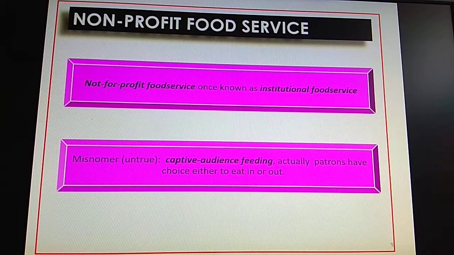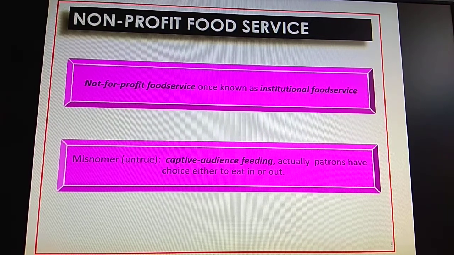And then there is also non-profit food service. Non-profit food service is also known as institutional food service. There is a misnomer, something which is not true, when people say that institutional food service is also known as captive audience feeding, which is not, because patrons actually have the choice to either eat in or out.